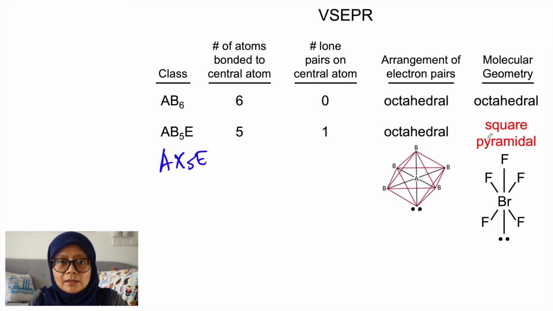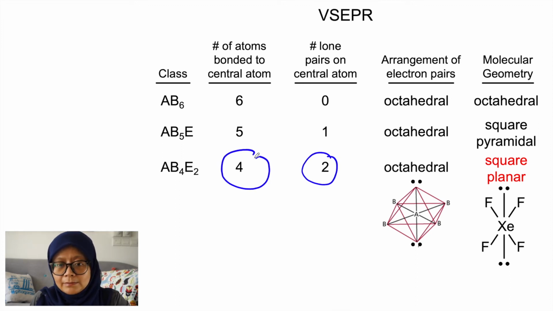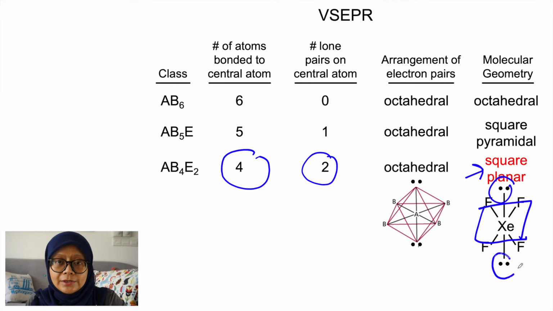it will give us a square pyramidal geometry. This is the shape of square pyramidal geometry. And other than that, if we have 2 lone pairs and also 4 atoms bonded to the central atom, AB4E2, this will give us square planar, where we have a planar shape with 2 lone pairs on the central atom.